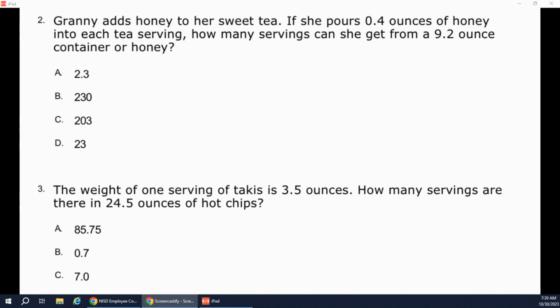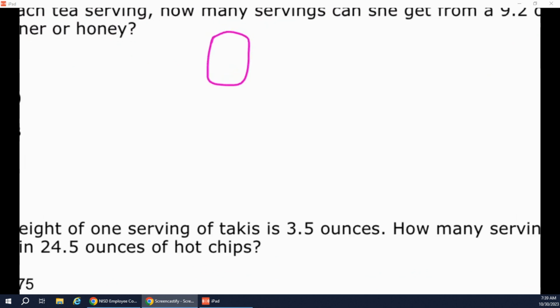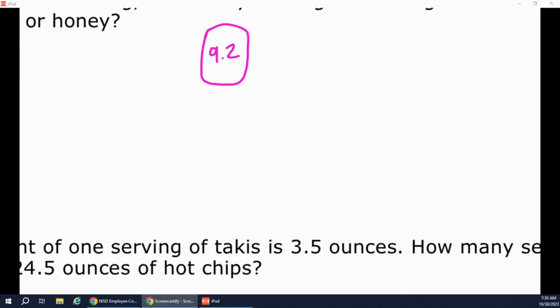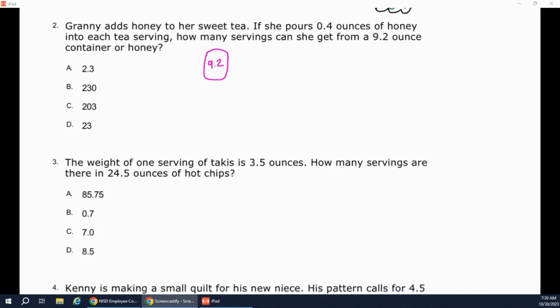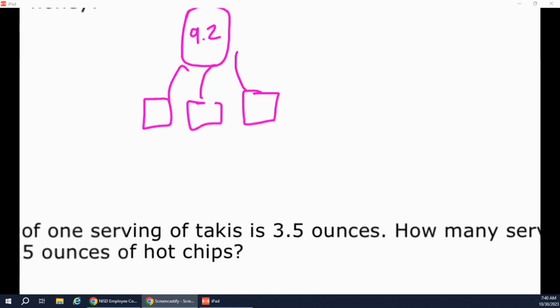So looking at this, if you just kind of think about it, she has a container. So here's my container, and it has 9.2 ounces of honey in it, and then she pours 0.4 into her tea, each serving. And so this is 0.4, or 4/10, excuse me.